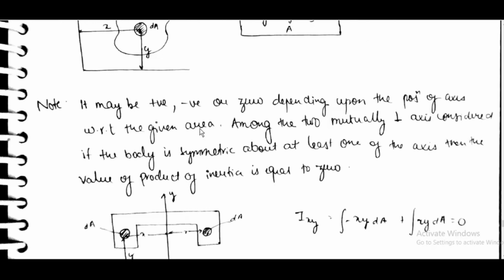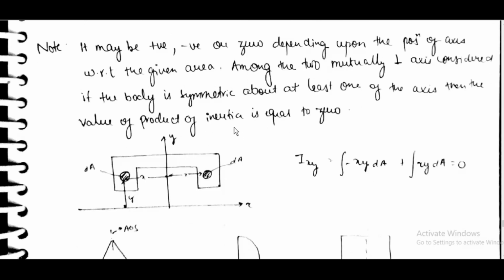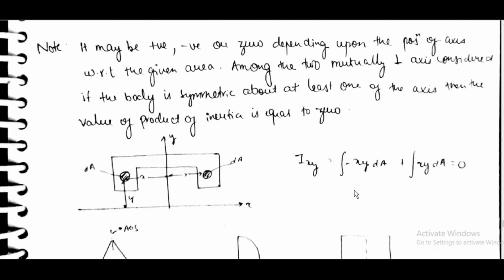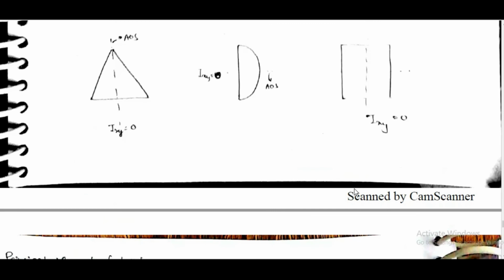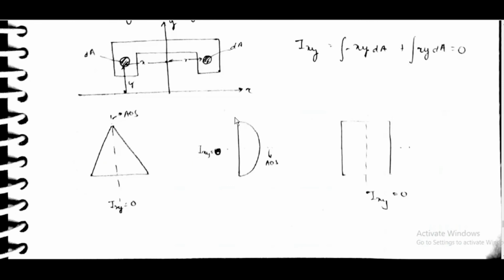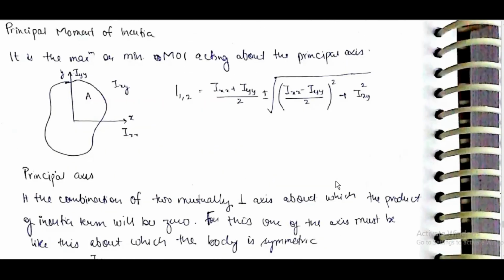Among the two mutually perpendicular axes considered, if the body is symmetric about at least one of the axes, then the value of product of inertia is equal to 0. Ixy is equal to minus integral of xy dA plus integral of xy dA, which is equal to 0. If there is symmetry, then Ixy is equal to 0. Here about this axis Ixy is equal to 0. Here also about this axis Ixy is equal to 0.